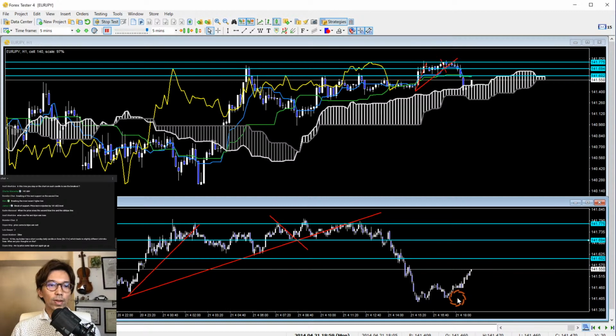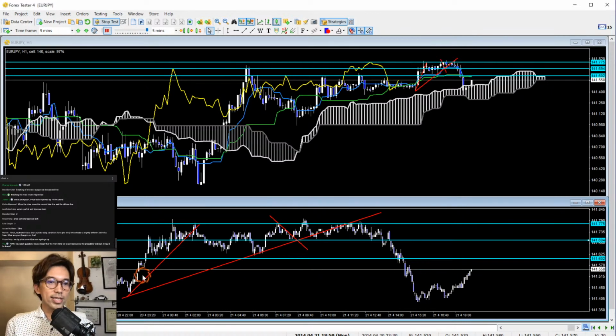Okay, so that was a quick demonstration of how I look at the chart by the lines, right? So unfortunately, it was not the win, but you get the sense of how I exit even when the price touches before the stop loss.